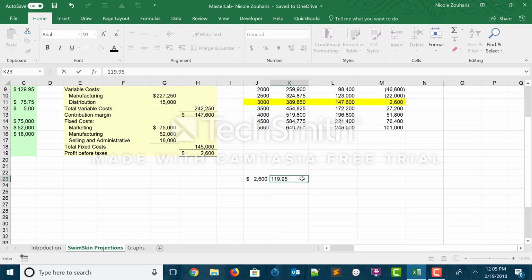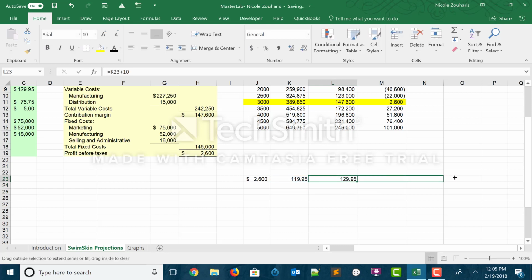And then right here I'm going to type 119.95, because what if we want to see if we sold our product a little bit cheaper than what we already put it at? And then over here I'm going to do again what I did earlier to make my life a little bit easier when I'm entering in my data and go over to K23. Let's see if we just increase our price by $10. I'm going to autofill that over to $159.95, because we believe that this is the best swimsuit in the market and we feel that it can be sold as a high-end product.